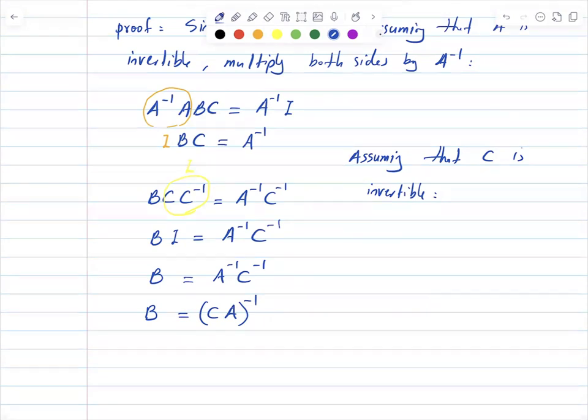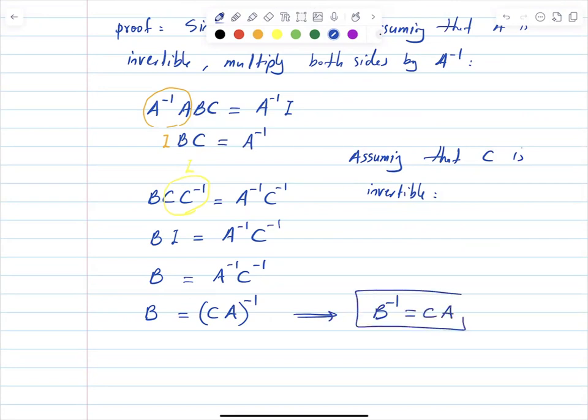Yes, we need to assume that A and C are invertible. If they are not invertible, well, finding the inverse of B is also pointless. Good question. So basically, the inverse of B is equal to C times A.